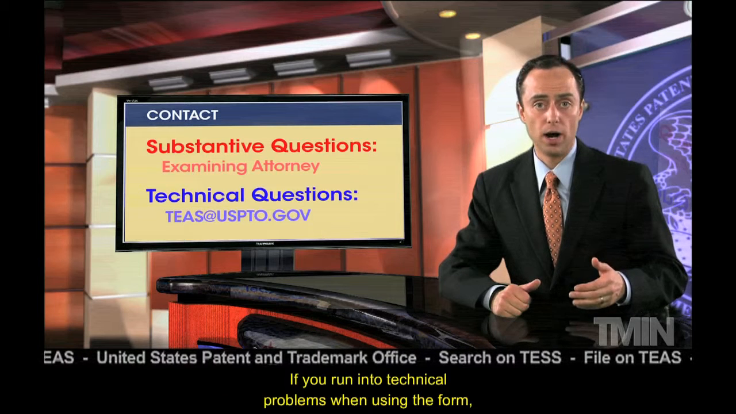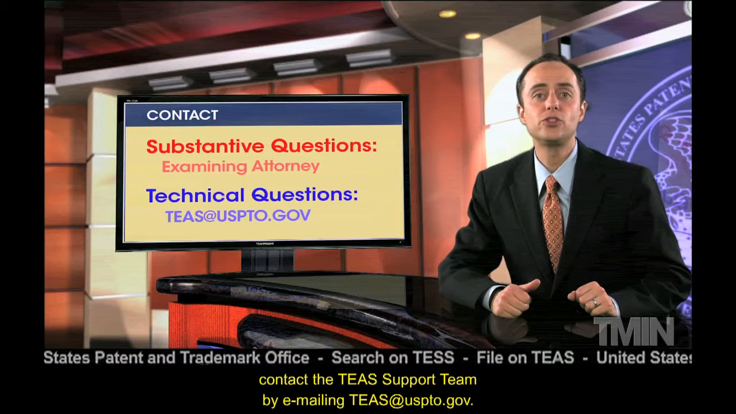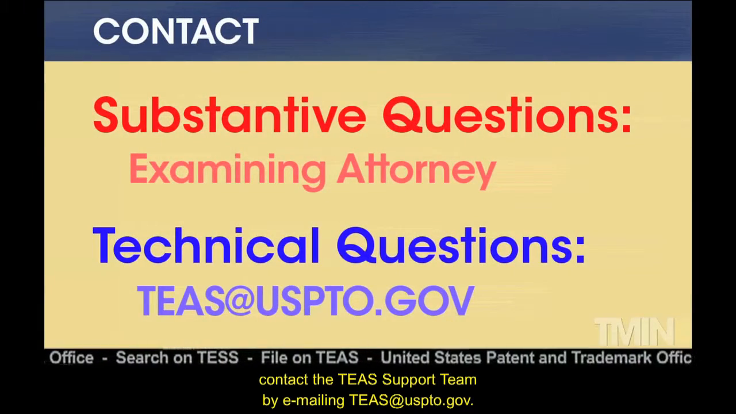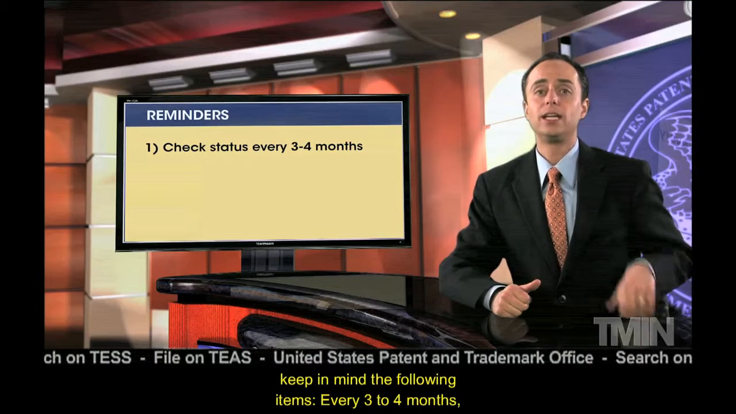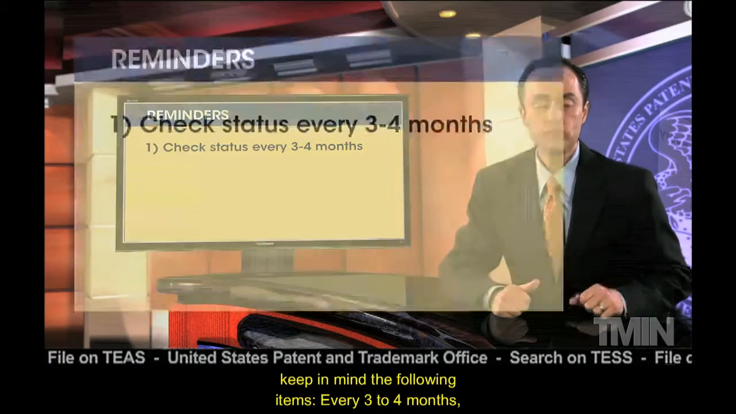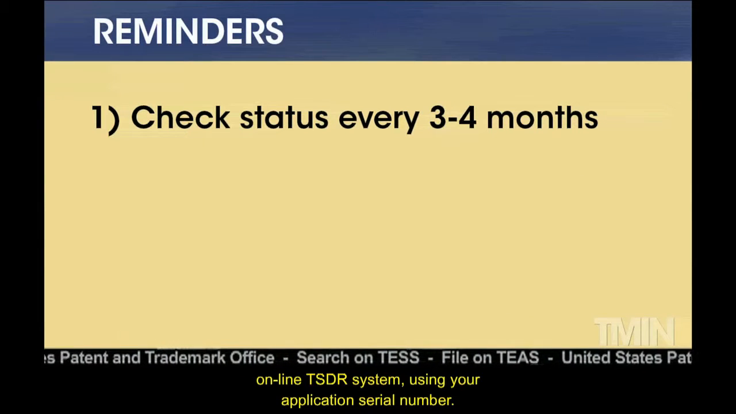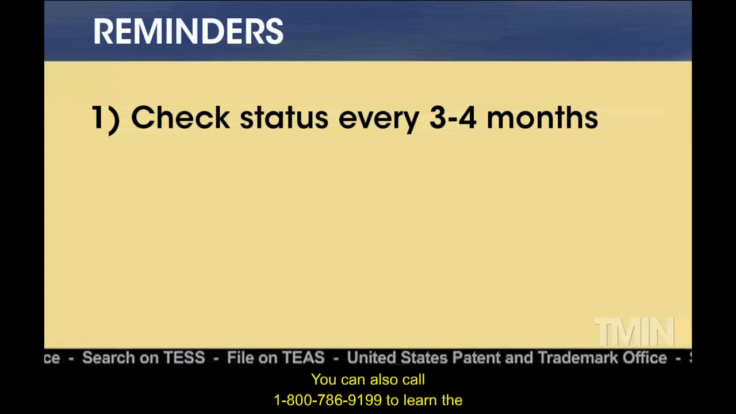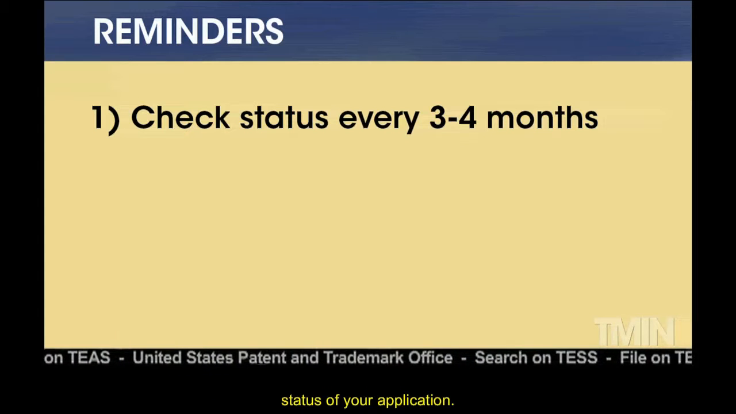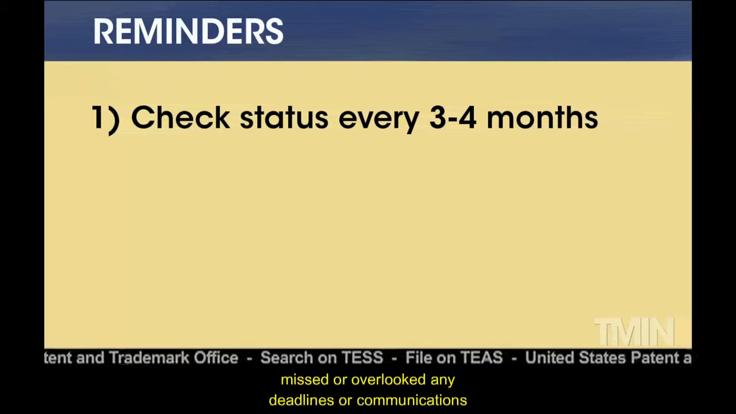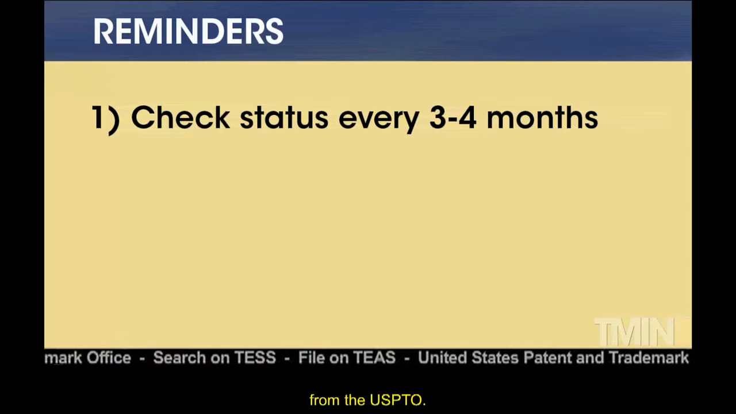If you run into technical problems when using the form, contact the TEAS support team by emailing teas@uspto.gov. And as we conclude this report, keep in mind the following items. Every 3 to 4 months, you need to check the status of your application on the online TSDR system using your application serial number. You can also call 1-800-786-9199 to learn the status of your application. Checking your status regularly will ensure that you haven't missed or overlooked any deadlines or communications from the USPTO.